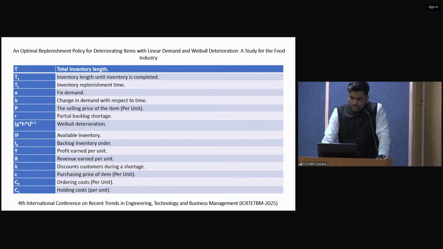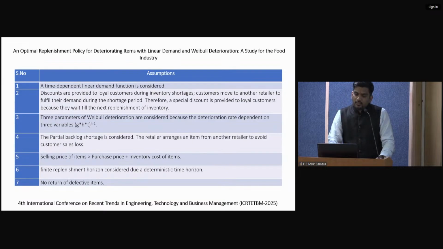These are the notations. T is the total inventory length. A is a fixed demand. B is the coefficient of demand. This is a variable deterioration. R is the revenue earned per unit, then cost, holding cost, normal cost, and the special discount given to customers waiting during the shortest time period. Then these are all the assumptions.